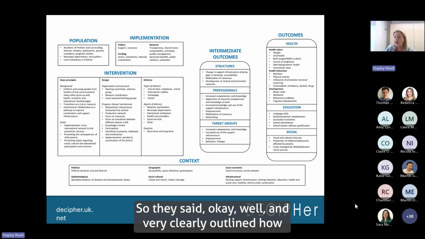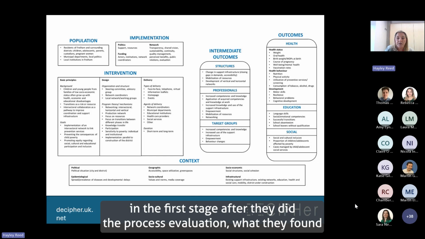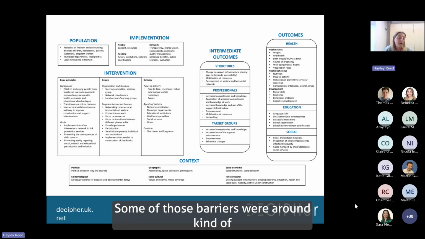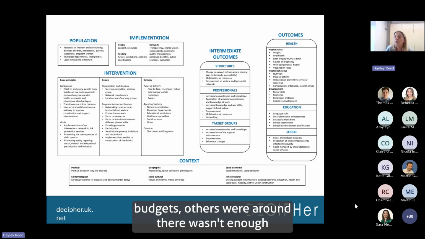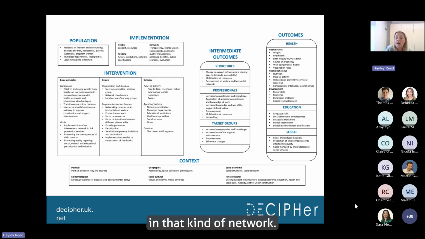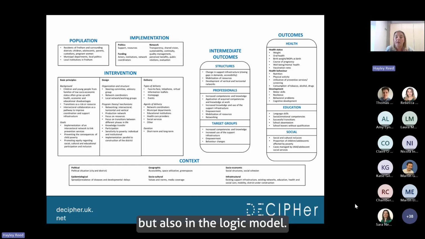So they've very clearly outlined how in the first stage, after they did the process evaluation, what they found was there was a lot in terms of barriers and facilitators for implementation. Some of those barriers were around budgets. Others were that there wasn't enough engagement from some services in that network, so social services, for example. So that was something they strengthened in the intervention, but also in the logic model. So we've got a part which is more about implementation.